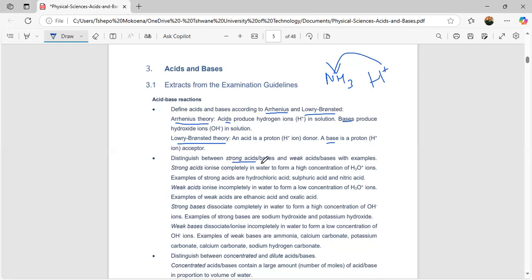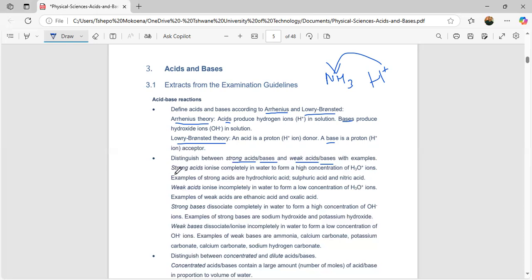You should be able to distinguish between a strong acid and a strong base, a weak acid and a weak base, with examples for sure. Like I said, there are many different types of acids and many different types of bases. Some are strong, some are weak. So you need to understand how strong acids, strong bases, weak acids or weak bases actually react or behave during a chemical reaction.